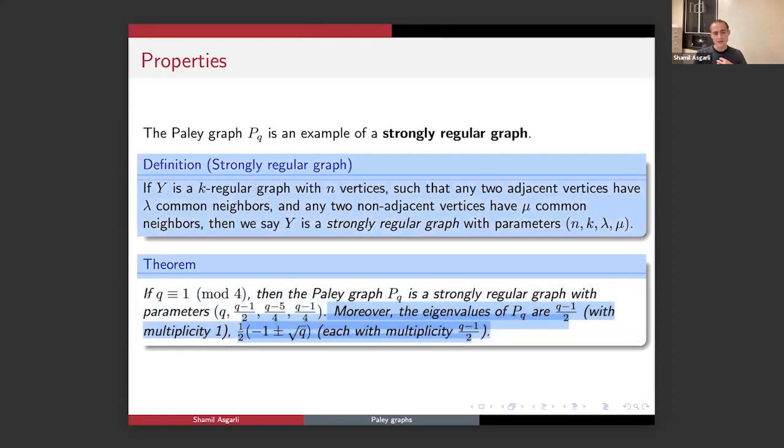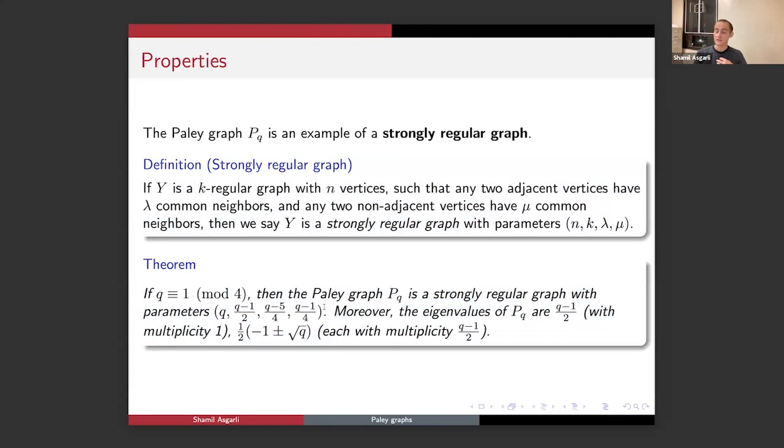It's also a standard fact that if you have a strongly regular graph, then the eigenvalues of the graph are very constrained. In fact, a strongly regular graph can only have 3 eigenvalues. You can calculate that the eigenvalues of the Paley graph are (q minus 1) over 2 with multiplicity 1, and (minus 1 plus or minus root q) over 2, each with multiplicity (q minus 1) over 2. So this is one property of a Paley graph: it's a strongly regular graph.